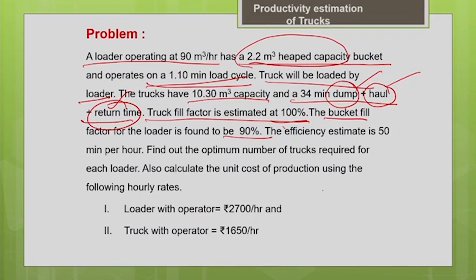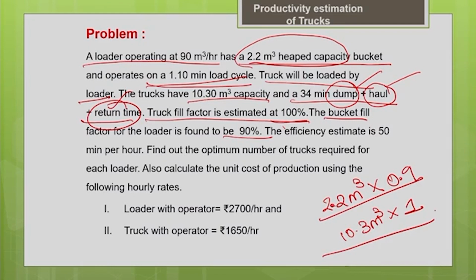Say for the loader bucket, it is 2.2 meter cube. This is the rated heap capacity given by the manufacturer. Adjust it with the bucket fill factor 90%, 0.9. Similarly, for the truck it is 10.3 meter cube. Here the filling factor is 1. That is it. So, you have to get the realistic estimate of the load volume by adjusting the rated heaped volume with the bucket fill factor or the truck fill factors accordingly.